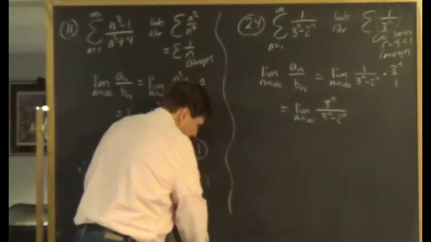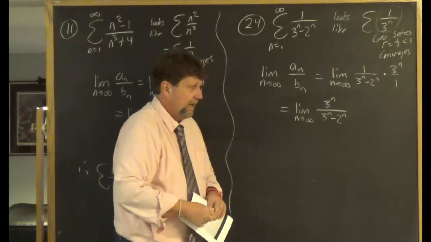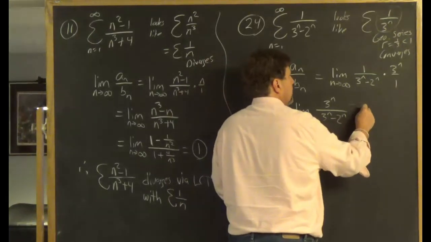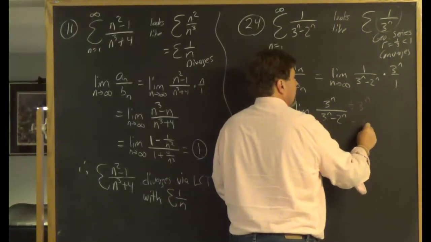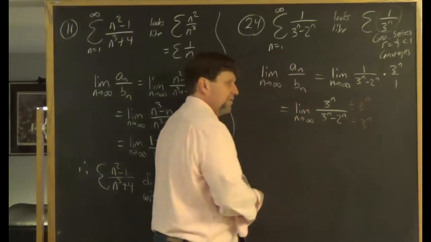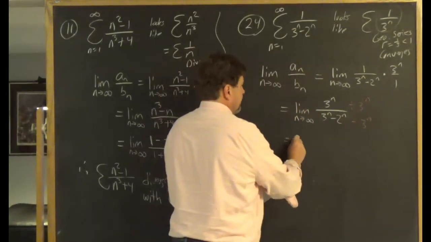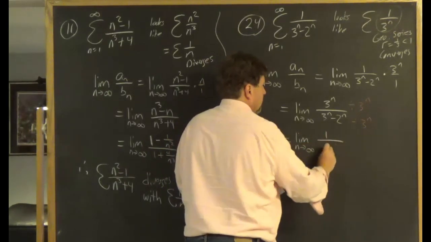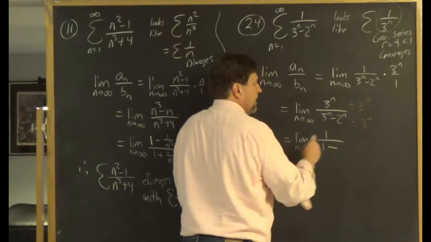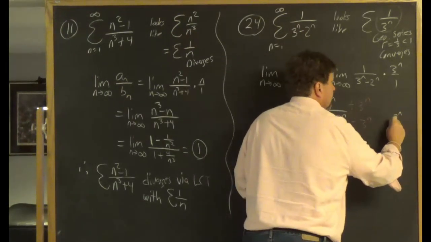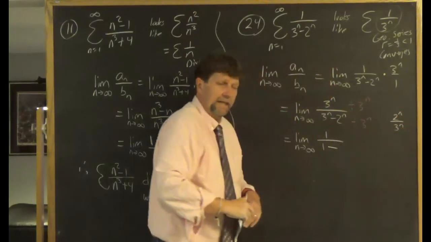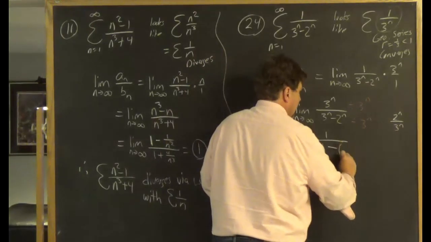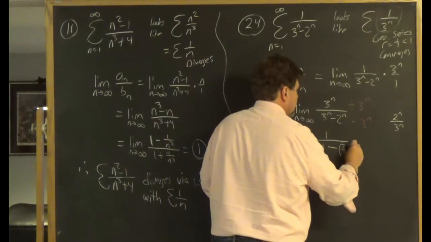All right, folks, so here's what we have to do now. I would divide everything in the numerator by 3 to the n, and I would divide everything in the denominator by 3 to the n. Look what that gives us. It gives us the limit as n goes to infinity of 1 over 1 minus, now keep in mind that's going to be 2 to the n over 3 to the n. I can write that as 2/3 to the n.